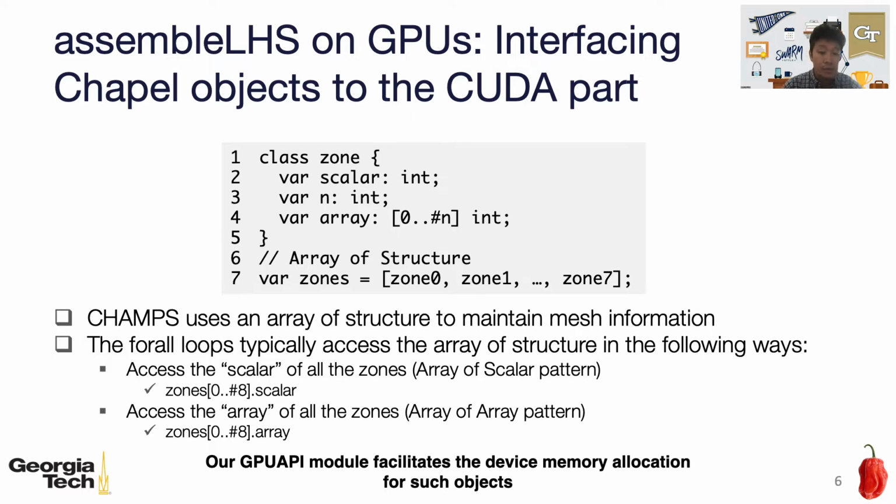And let me introduce two typical access patterns in CHAMPS. The first pattern is what we call the array of scalar pattern, in which the scalar member of all the zones is accessed in a single for loop. And the second pattern is what we call the array of array pattern, where the array members of all zones are accessed in a single for loop. And essentially, we facilitated the serialization part by utilizing our GPU API module, and I'll give you more detail in the next couple of slides.